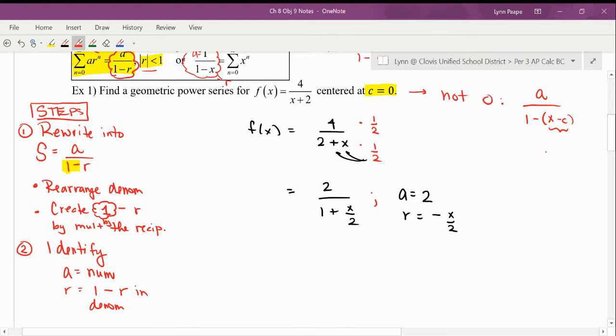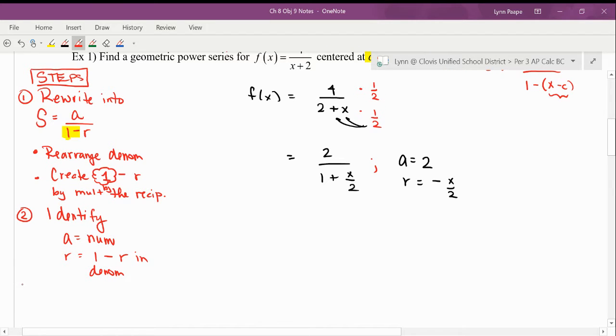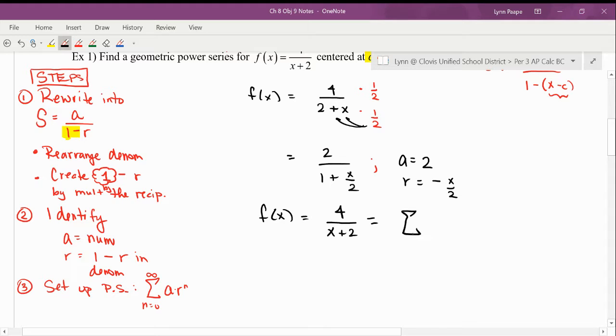Okay, so then once I identify those pieces, now I'm going to just set up my power series. I'm going to abbreviate that. And so that's going to look like a times r to the n, right? And we're going to start at 0 and head to infinity. So I have my a, I have my r, so then I know that f of x, which is equal to 4 over x plus 2, so I'll put it back into that other format, is equal to the power series, so it equals the sum from 0 to infinity of a times r to the n. So something that looks like that.